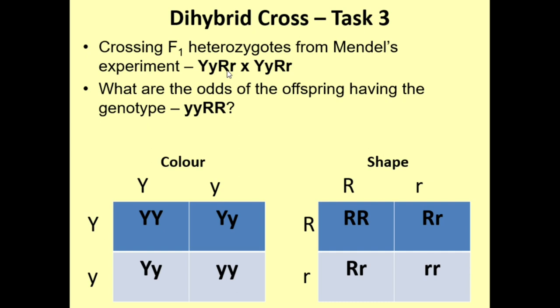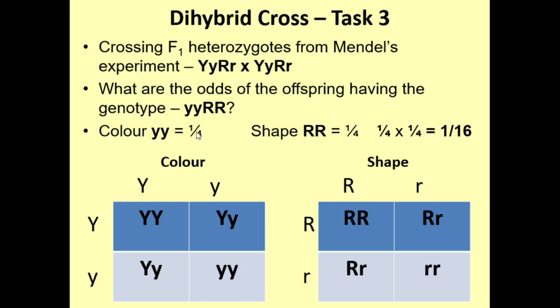And then we took the Rs. What are the chances of getting big R, little r from that particular cross? Well, again, that's 1 out of 4. So 1 out of 4 times 1 out of 4 is 1 out of 16. So the odds of getting that offspring, which would be a green round pea, and what are the chances of getting that offspring from that cross? It's 1 out of 16.